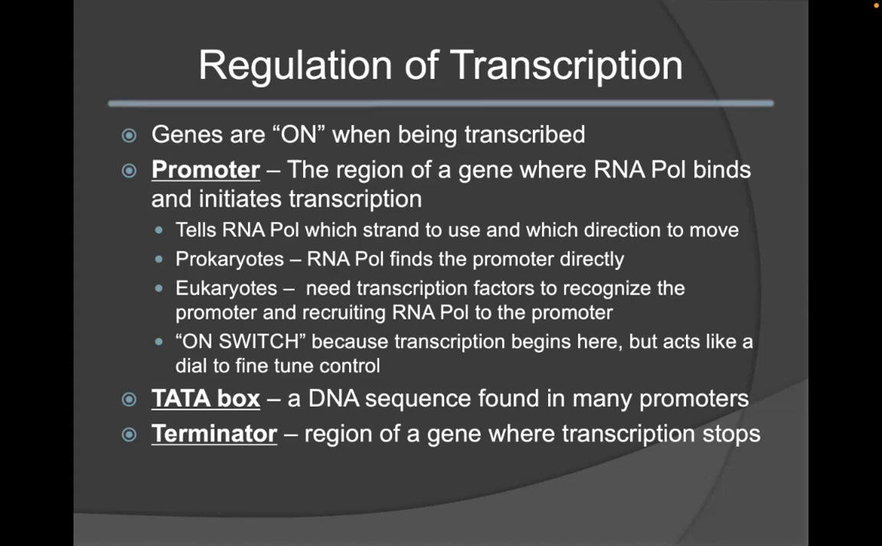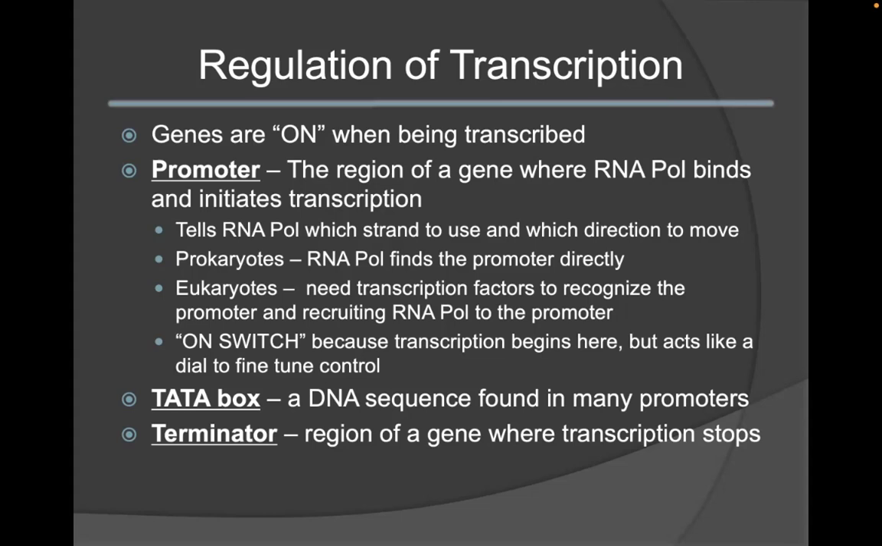In prokaryotic cells, RNA polymerase can find the promoter region directly. This is because prokaryotic cells have a very simplified genome. Most of the genome is going to contain important DNA sequences. In eukaryotic cells, however, we have very complicated DNA that can be wrapped around histone proteins, which can make it very difficult for RNA polymerase to find the promoter region.